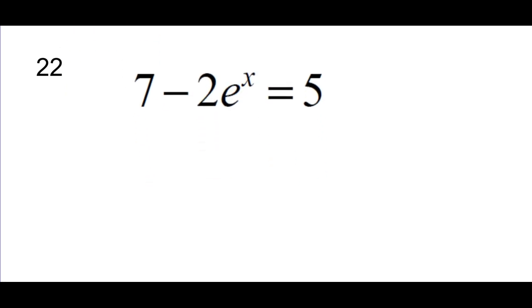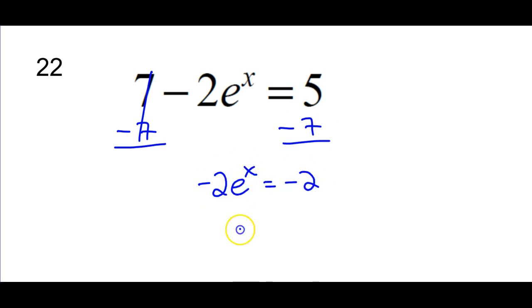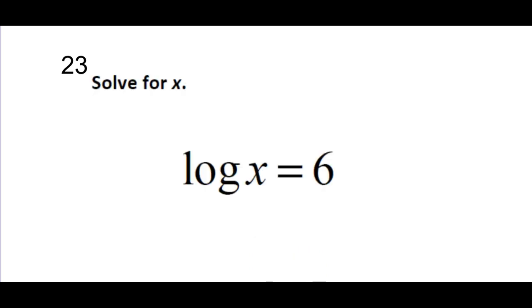This next one I would suggest solving first by subtracting 7 from both sides. And this gives you negative 2 times e to the x equals negative 2. And so e to the x equals 1. What do we raise e to get 1? Well, it's 0. x must equal 0, because anything raised to the 0 gives you 1.